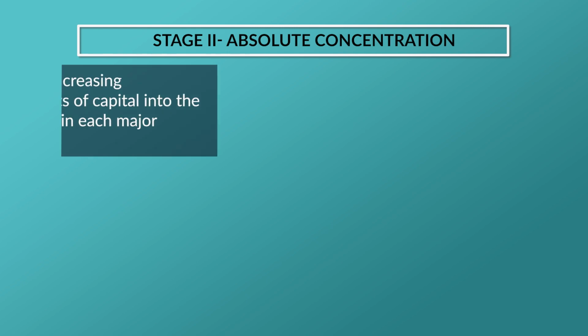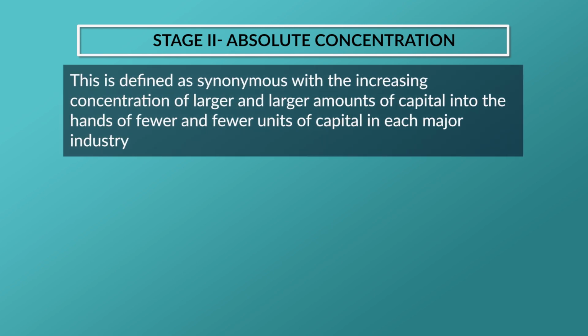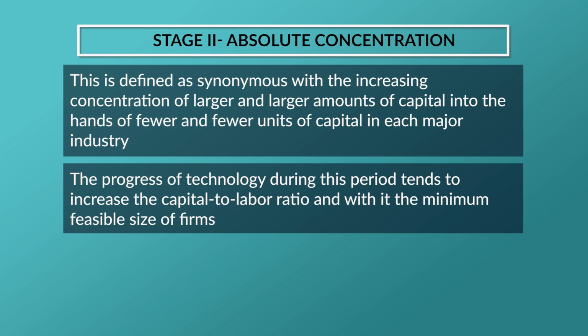We now move over to stage 2, that is, a stage of absolute concentration. This second period is defined as synonymous with the increasing concentration of larger and larger amounts of capital in the hands of fewer and fewer units of capital in each major industry. The progress of technology during this period tends to increase the capital-labor ratio and with it the minimum feasible size of the firms. Restraints on the growth of capital in this period are associated with the necessity for price competition, over-shrinking markets in the downswing of the business cycle, and the resulting contraction of profit margins.